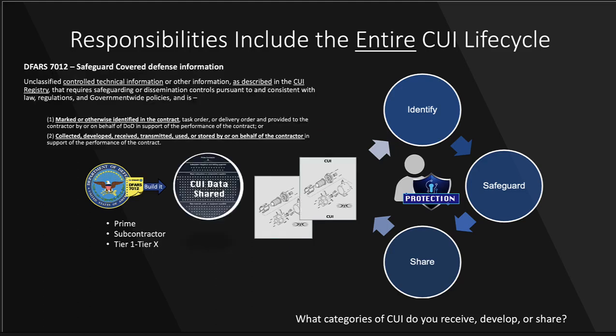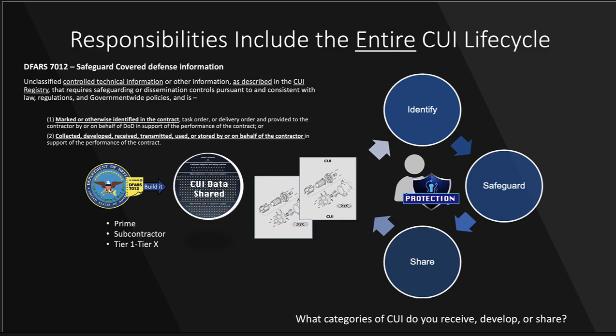So the DFARS contract clause 252.204-7012 gives us a definition for covered defense information, because we have the responsibility for safeguarding that covered defense information. So let's take a close look at that definition, and then we're going to break that definition down into the parts and components that are going to impact us as we navigate our responsibilities throughout the CUI lifecycle.